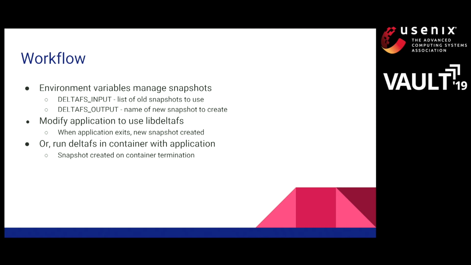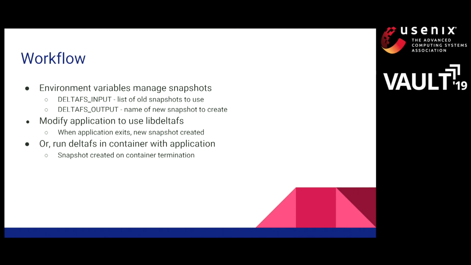So we don't want to change POSIX because one of our use cases is that we basically want the user not to have to change their applications. So how do you express these snapshots? The answer is that you set these environment variables. One is ∆fs input, which is a list of the snapshots that you're going to import. And ∆fs output is the name of the snapshot you're going to export.